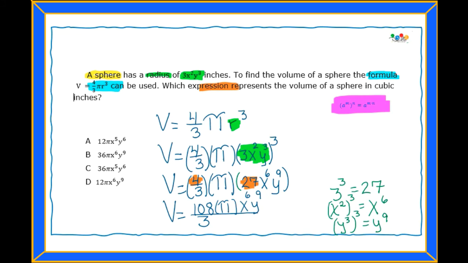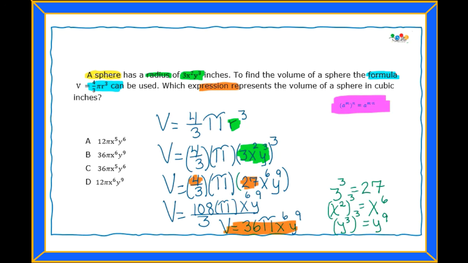Since I don't have any more bases with exponents, nothing like that, I don't need to combine them or use the rules or nothing. The only thing that I need to take care of is the 108 divided by 3. And 108 divided by 3, I get 36, and the pi will stay there, and x to the 6th power and y to the 9th power, that will be my final answer.